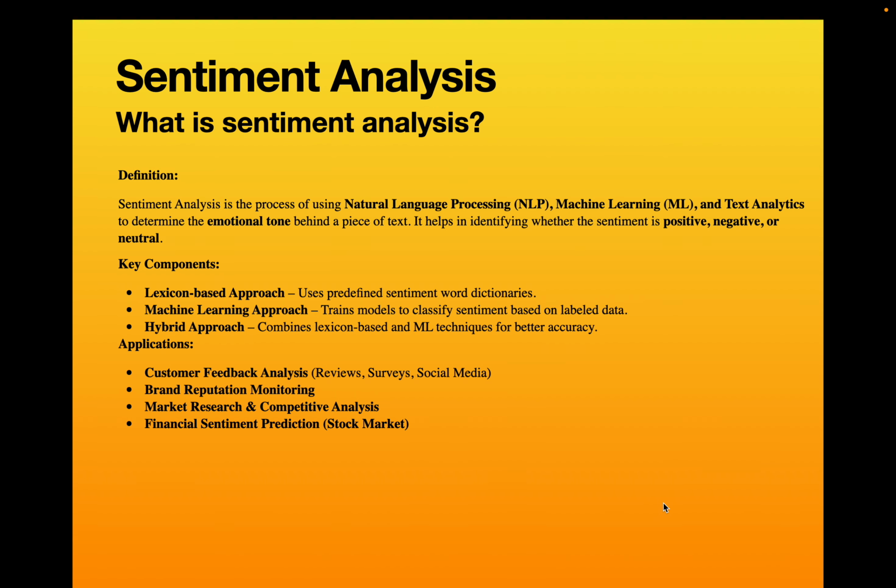We can segregate the sentiment into primarily three different tones. One is positive, the next is negative, and the last one is neutral. We can also think of something like mixed sentiment, but these three are the primarily accepted sentiments. We will come to positive and negative sentiment examples later. First, let's try to understand the key components of sentiment.